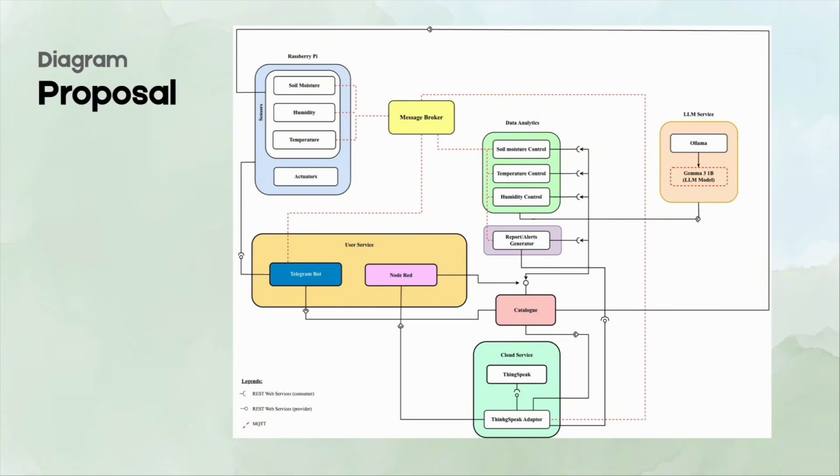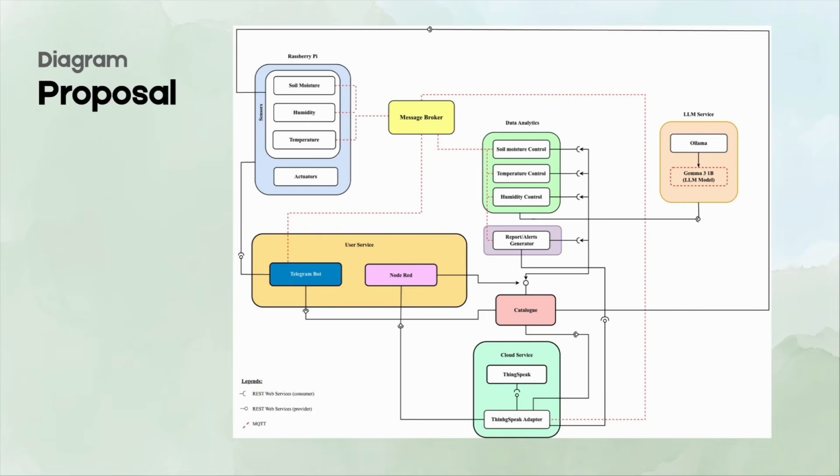The ThingSpeak Adapter receives sensor information and communicates with ThingSpeak through its REST API. The analytics service processes the sensor information and uses historical data to perform more advanced analysis. It contains the soil moisture, temperature, and humidity control logic and can generate commands for the system. We also add an LLM service. Analytics acts as a REST client and communicates with Ollama, which provides the REST API and runs the Gemma 3 model, and the LLM is an additional interpretation layer on top of our existing analytical results.